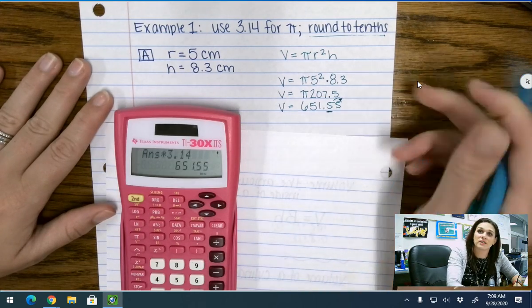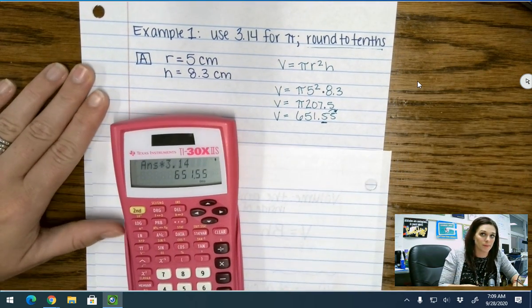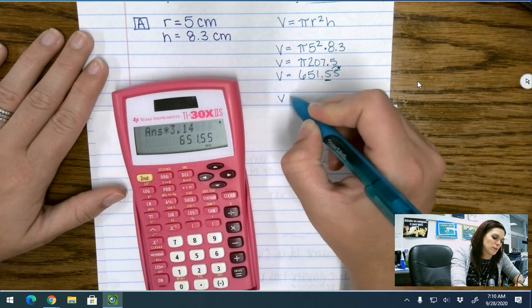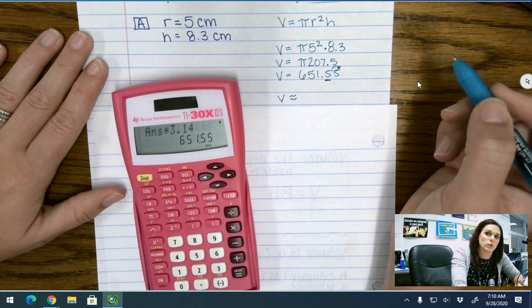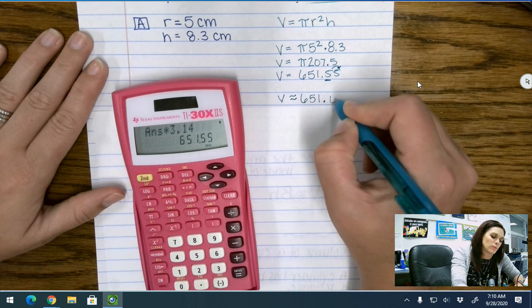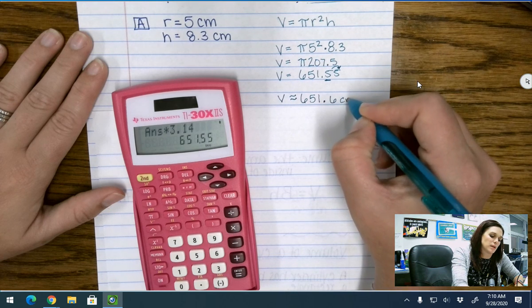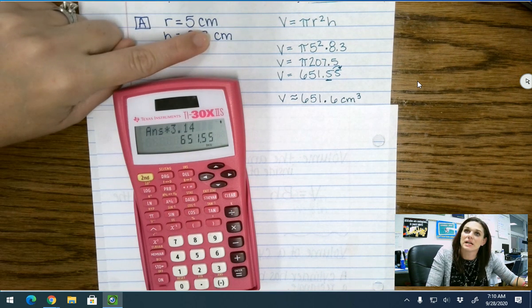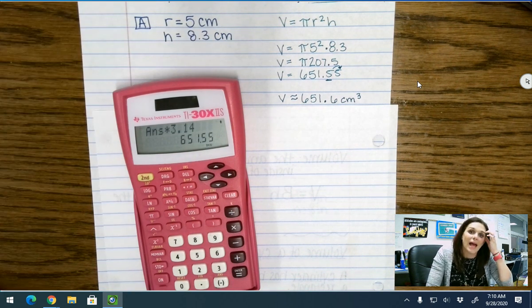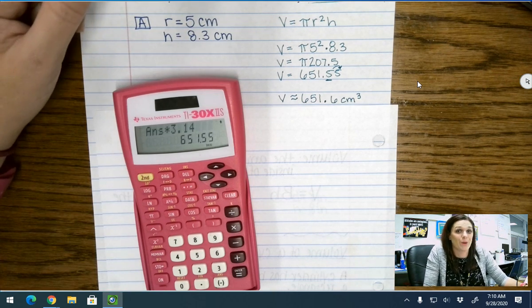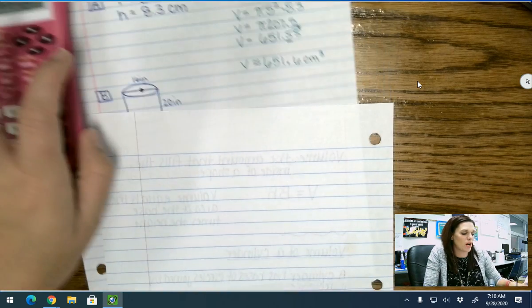And that 5 tells this other 5 to bump up. So 5 and higher, add 1 more. So my volume is going to be approximately, so we get our wavy lines, approximately 651.6 centimeters cubed. Okay. So I knew centimeters because I'm stealing the label of my example, and cubed because it's volume, it's 3-dimensional.